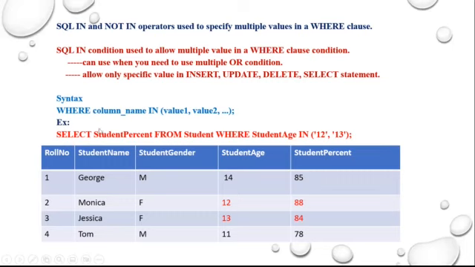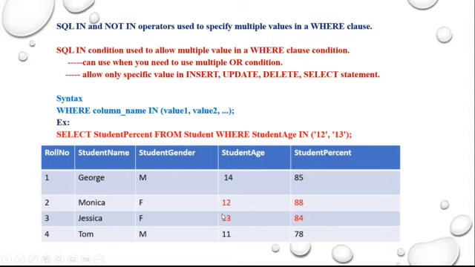Now I'm going to give the condition. The query is: SELECT student percent FROM student WHERE student age IN (12, 13). The meaning is, whichever students have age 12 or 13, their information will be taken and shown in the output. When you execute the query, it will print the result like 88 and 84.